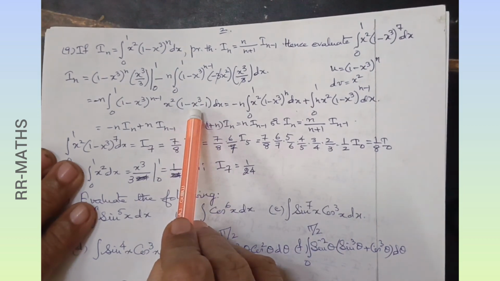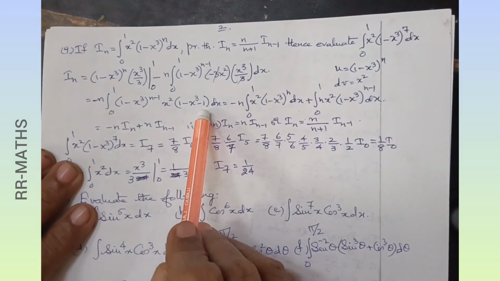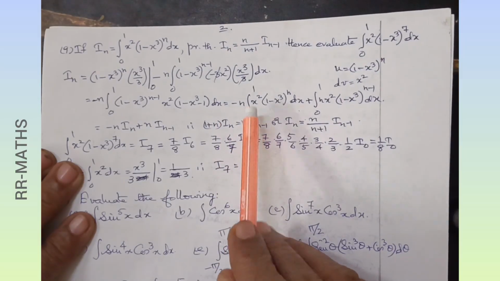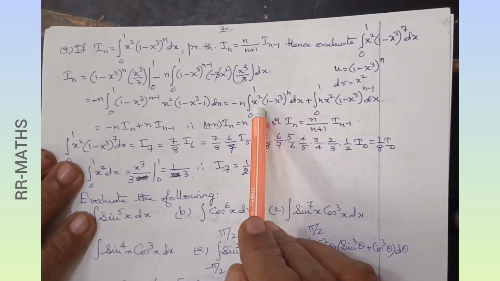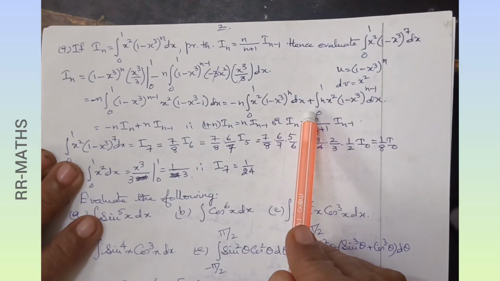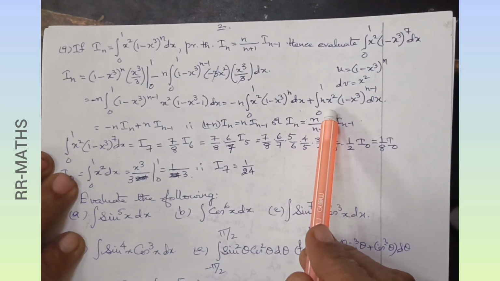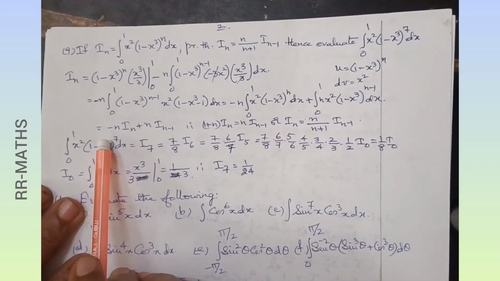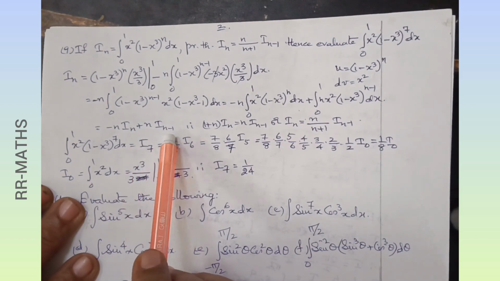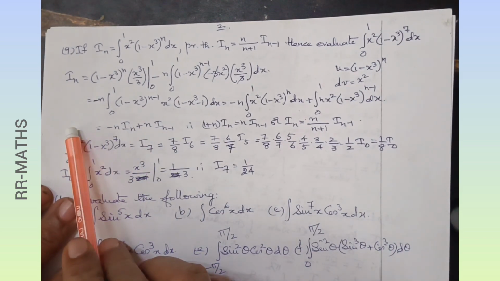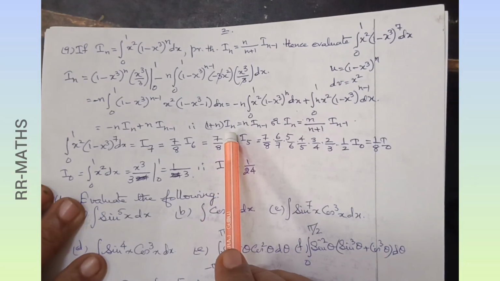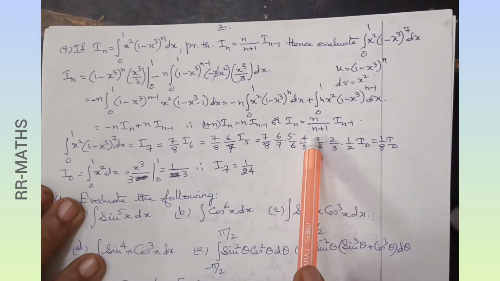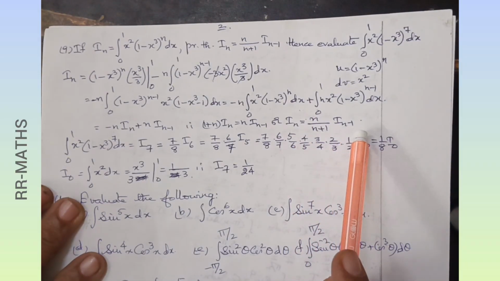Now 1 minus x cube, you take it as one term and club it here, and 1 you retain as another integral. So we get two integrals now, which is minus n integral 0 to 1 x square into 1 minus x cube whole power n dx plus integral 0 to 1 n into x square into 1 minus x cube whole power n minus 1 dx. So that reduces to minus n In plus n In minus 1. Bring this In to your left hand side. So that gives you 1 plus n into In is equal to n into In minus 1, or In is equal to n by n plus 1 into In minus 1.